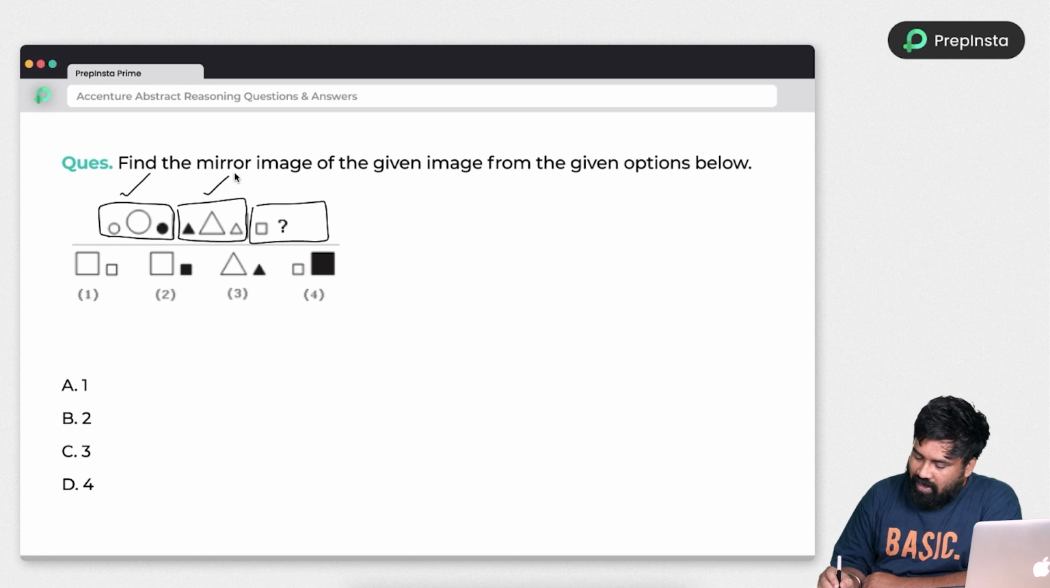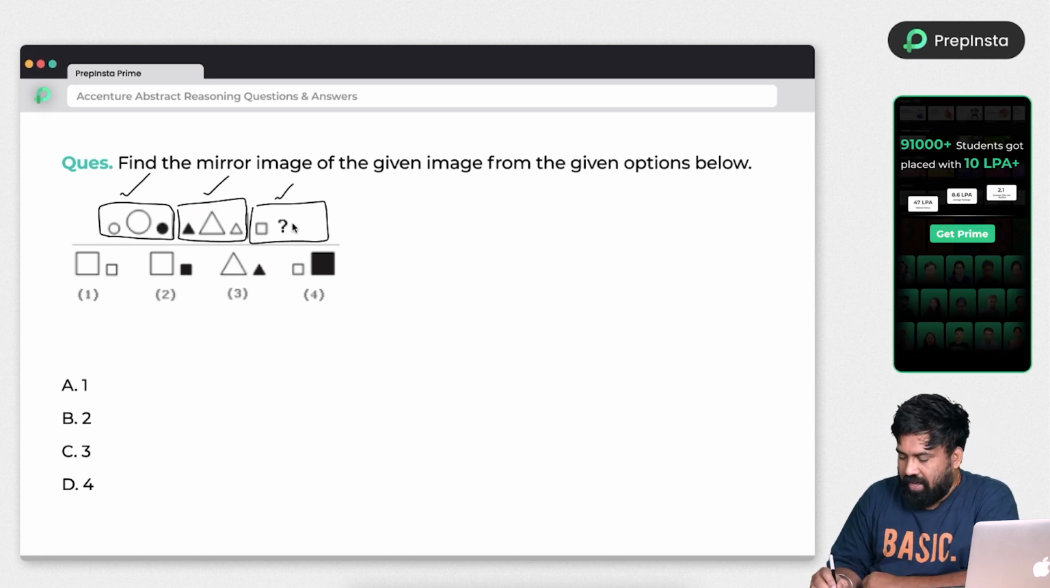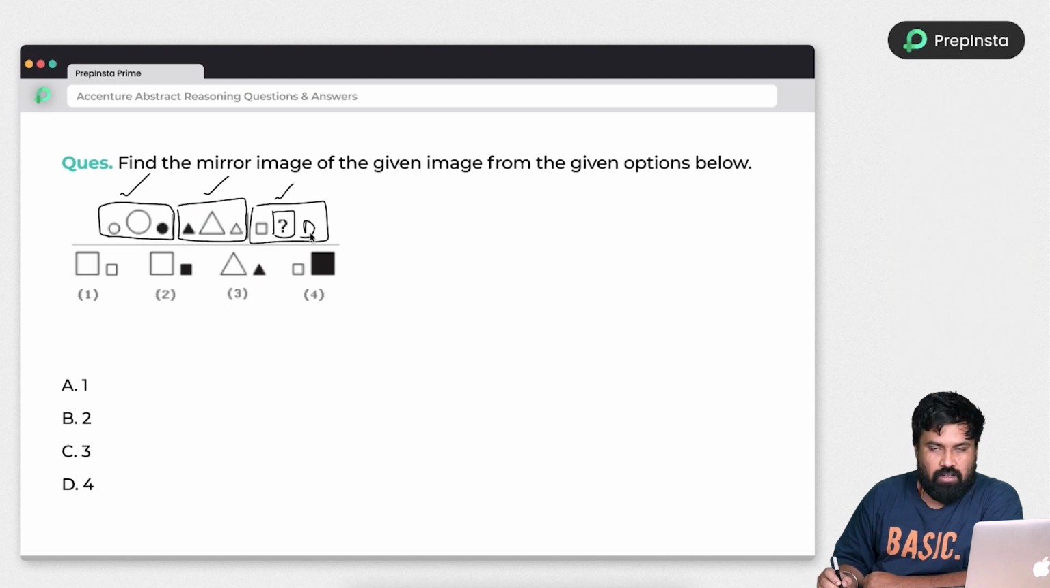So here: circle, triangle, square. So our answer figure also will have only squares, right? So you can eliminate the triangle in the option.